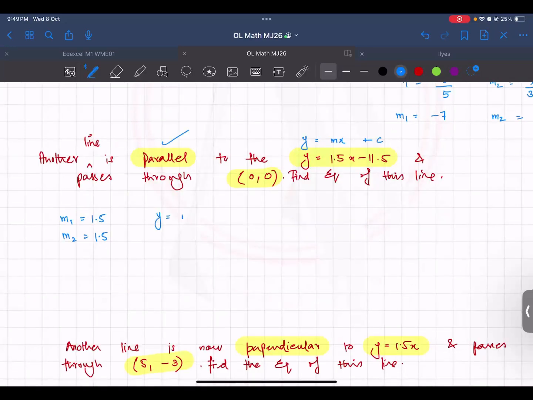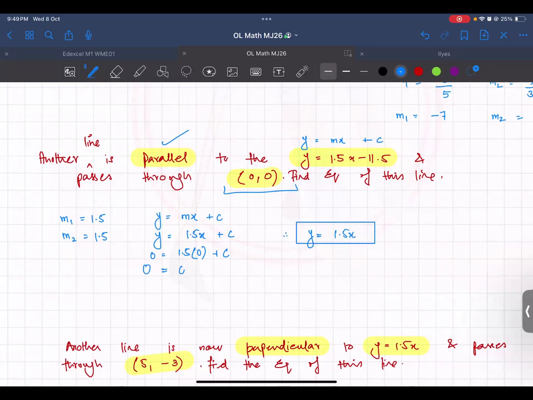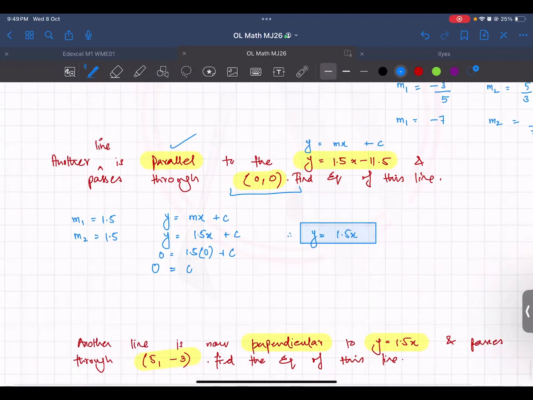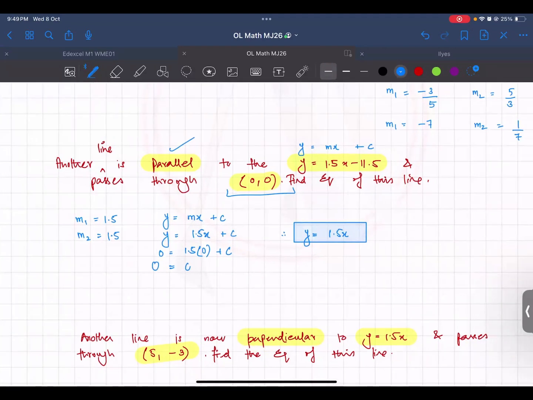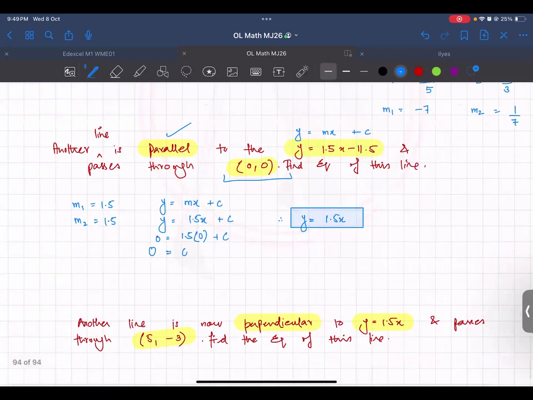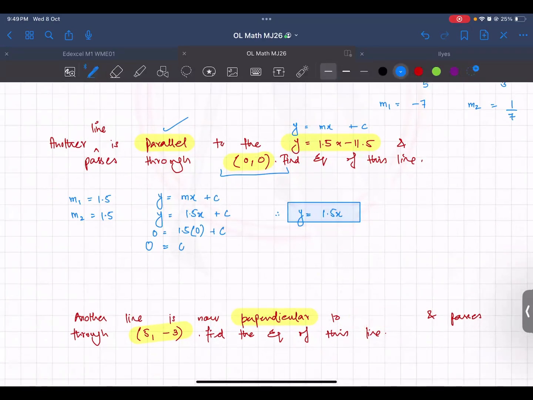And now y = mx + c. So y = 1.5x + c. And they have told us that the new line is passing through the point (0, 0). So y is 0, x is 0, find c. So c is also coming out to 0. This means y = 1.5x. This is the answer. This is the equation of the line which is parallel to the previous one, and it is passing through the new point (0, 0). So you have to read the question properly, get the relevant information, and then accordingly solve it.